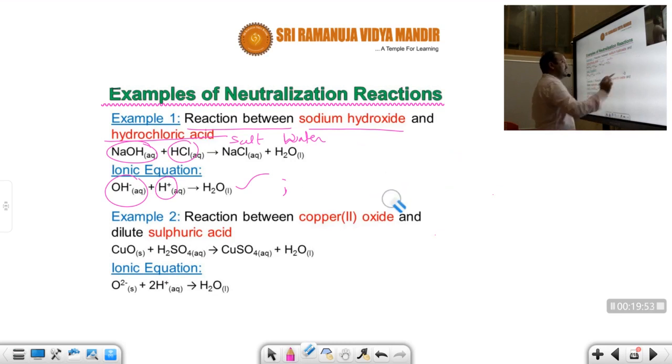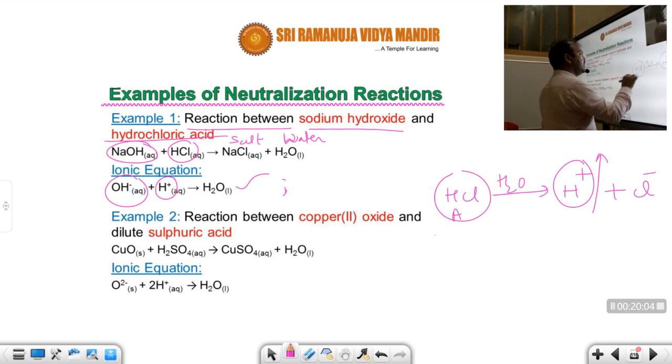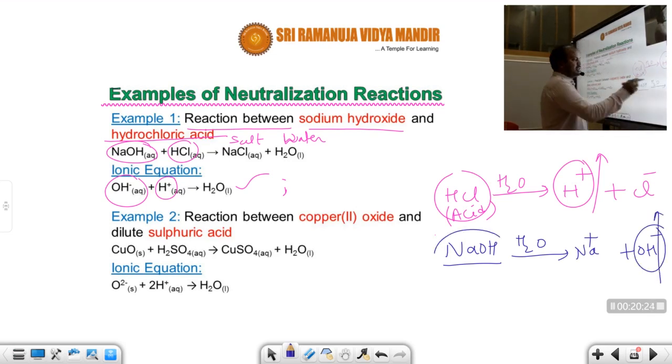The compound which releases H plus ions is an acid. For example, take HCl dissolved in water. It produces H plus and Cl minus. That means this HCl compound releases H plus ions, that's why this is an acid. This acid's name is hydrochloric acid. How can we identify the base? The compound which dissolves in water to release OH minus ions. NaOH dissolved in water releases hydroxide ions, OH minus ions. That's why this compound is a base.